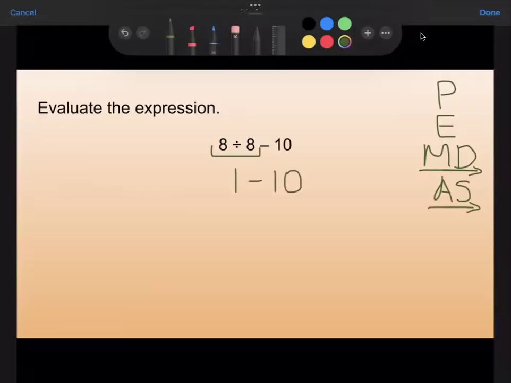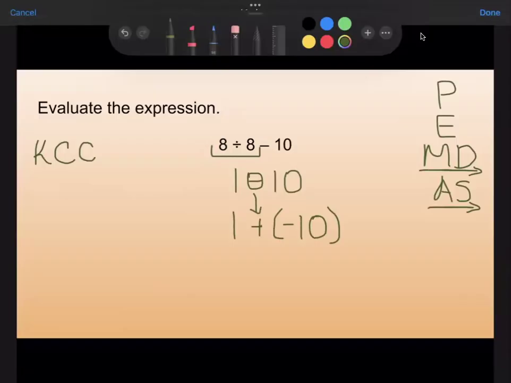So now all I have left is subtraction, and this is where the integers come in, because we need to use our integer rules involving subtraction, which is keep, change, change. That means I keep the first number the same, I change from subtraction to adding, and then I change the sign of the second number. So this became plus, and now I have to change that from a positive 10 to a negative 10.